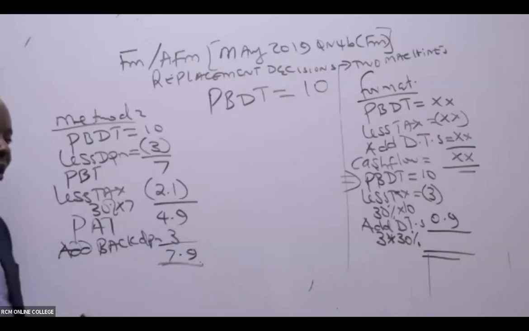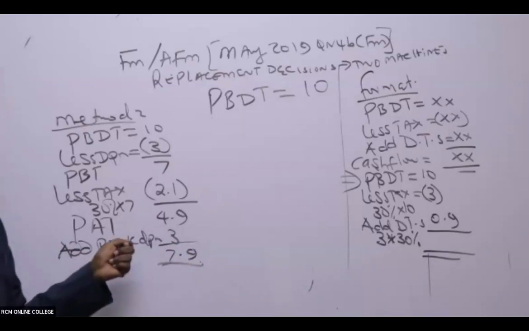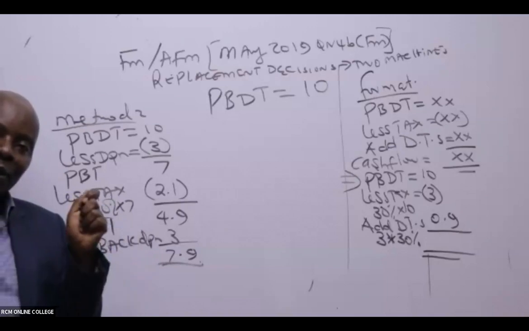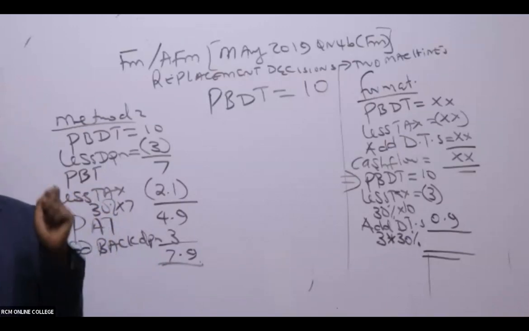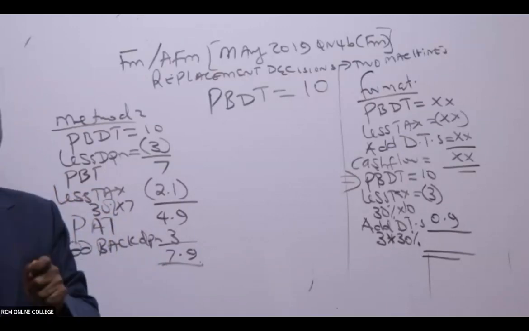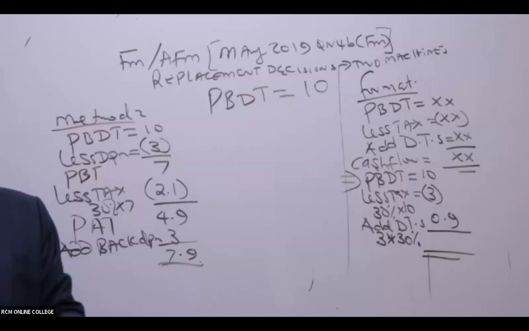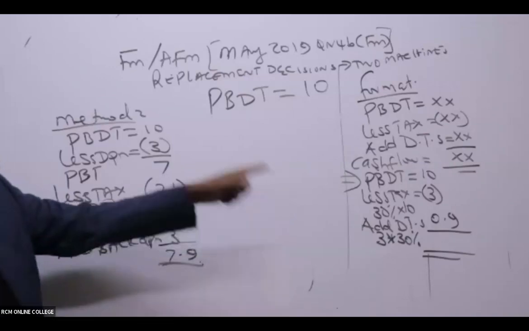Remember here, we add back depreciation the way it is, not the depreciation tax shield, but depreciation. You get the 7.9, which is the figure we got there.